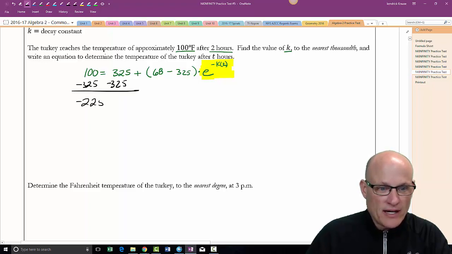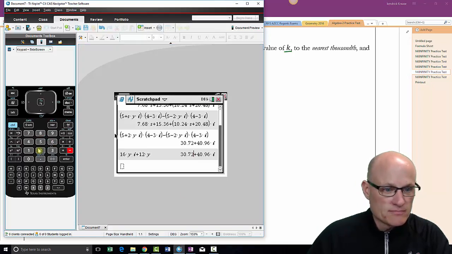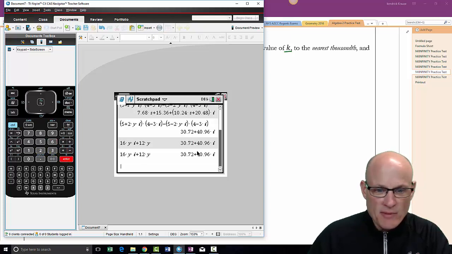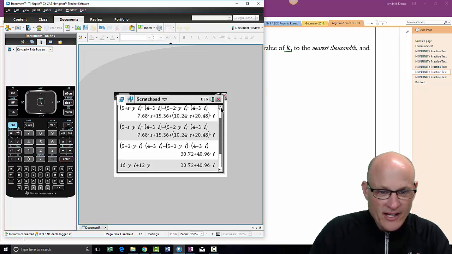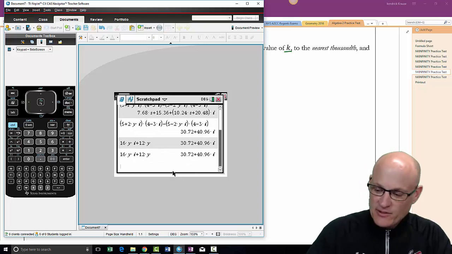Negative 225 is equal to, let's do 68 times. I don't want to do that a million times. Could you imagine if you showed somebody what your calculator looked like when you did all this? And they'd be looking at you, what did you do? You're crazy.